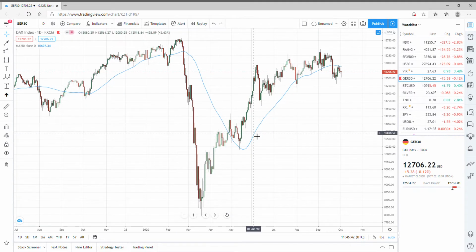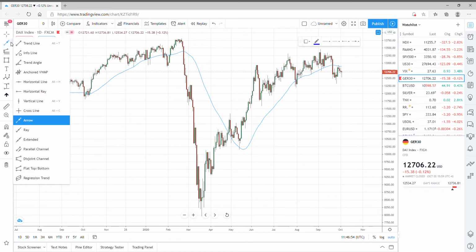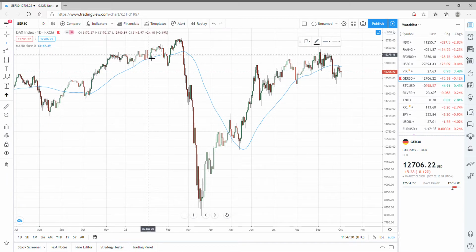I'll always look at roughly, where are we? What do the odds suggest we should be doing? Are we near the all-time highs? Are we near the all-time lows? So just to really highlight that, just use the indicator tools over here, and we can put some horizontal lines or horizontal rays, whichever you prefer.